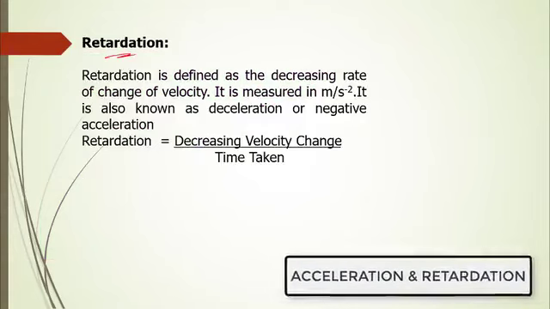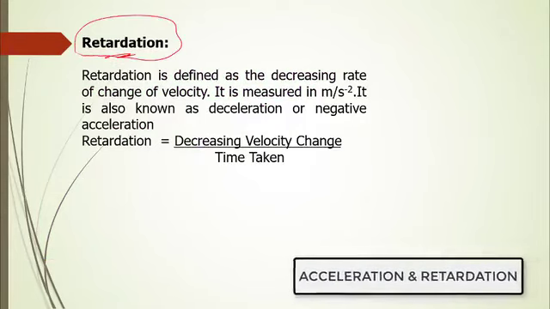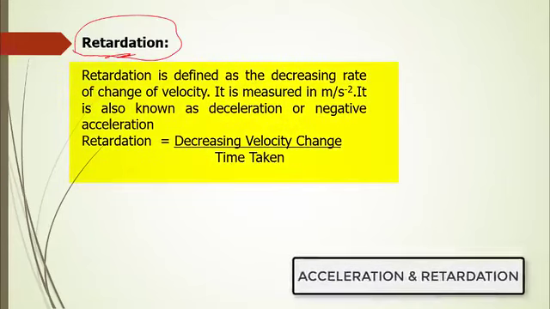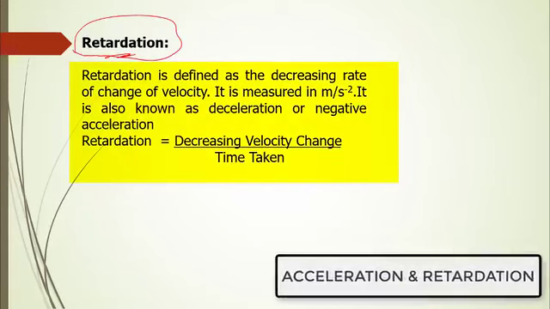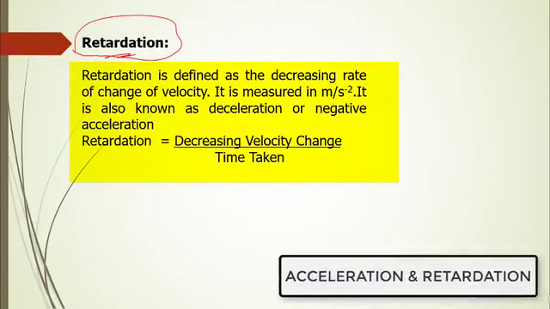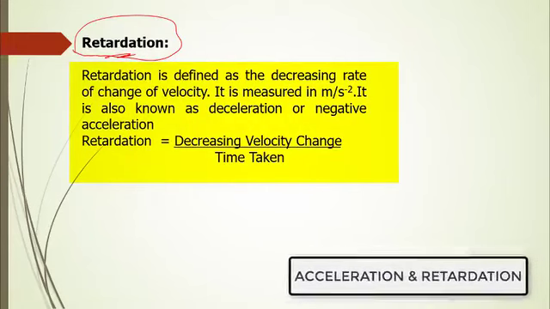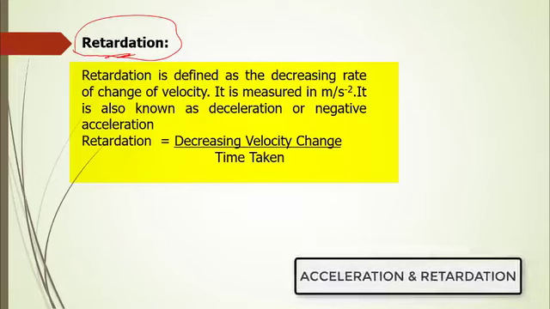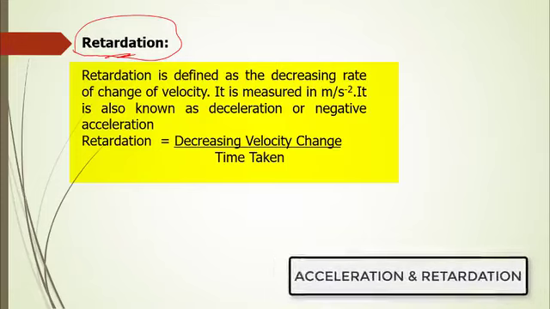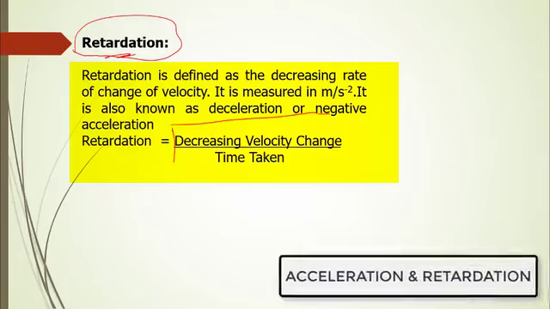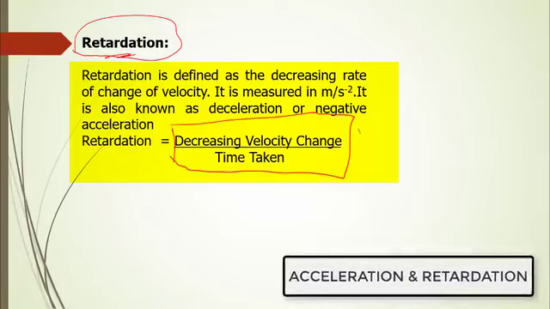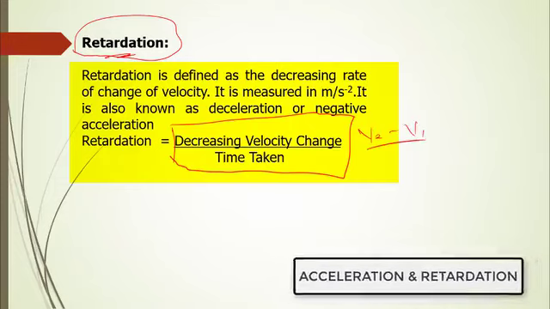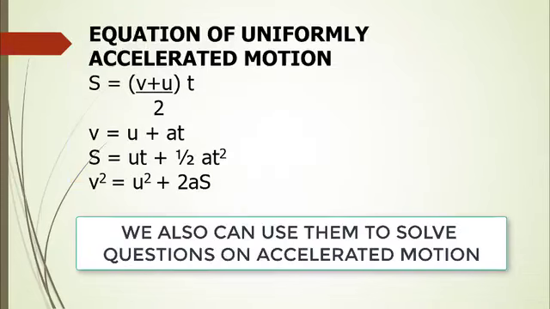The opposite of acceleration is what you see here, retardation. Another name for retardation is negative acceleration. Another name for negative acceleration is deceleration. It simply means accelerating to rest. This time around, the speed is not increasing, the velocity is not increasing, but it is reducing. And retardation is given by decreasing velocity change over time taken, so more like v2 minus v1 over t2 minus t1.